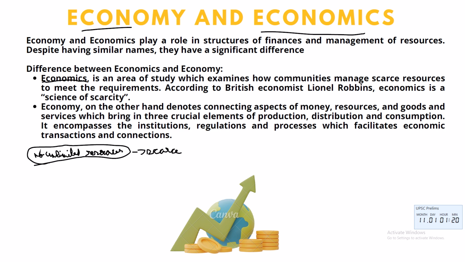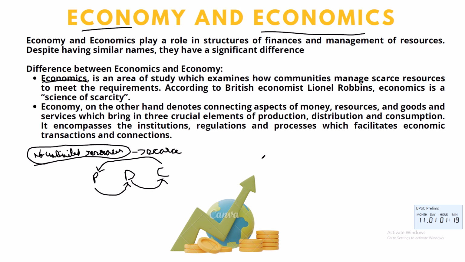On the other hand, economy denotes the connecting aspects of money, resources, and goods and services, which form three crucial elements: production, distribution, and consumption. A company produces and distributes to others, the distribution happens to consumers, and the consumers buy from them, which eventually benefits the producers. So this cycle keeps on going.